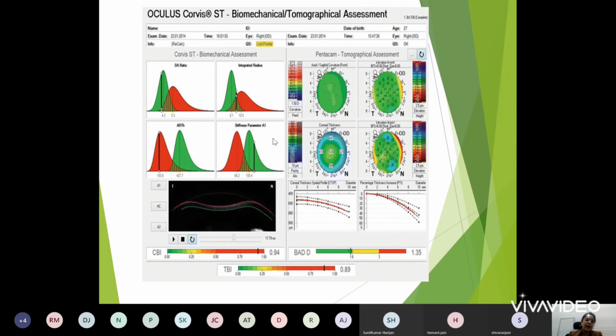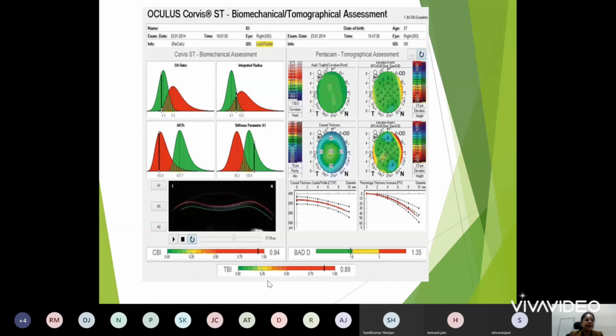CBI is the Corvis biomechanical index. It should always be less than 0.4. And TBI is the tomographical biomechanical index. It should be less than 0.2. If these are more, then there are chances of developing ectasia after refractive surgery.